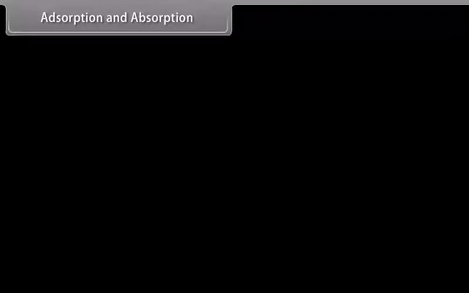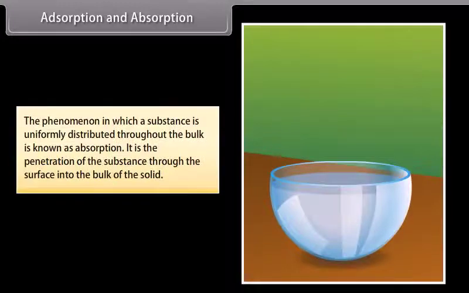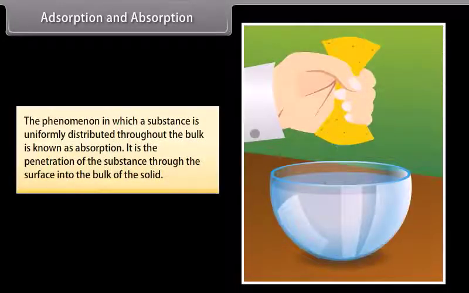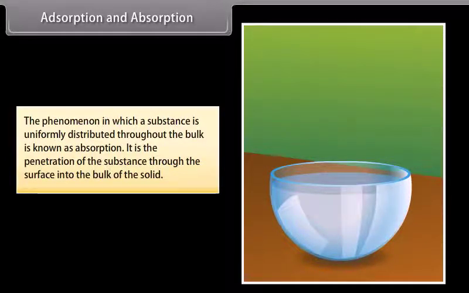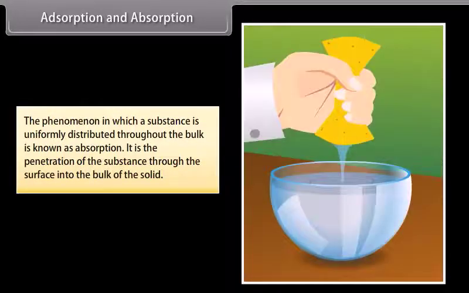Adsorption and absorption. The phenomenon in which a substance is uniformly distributed throughout the bulk is known as absorption. It is the penetration of the substance through the surface into the bulk of the solid. For example, when a sponge is dipped in a liquid, it absorbs some molecules of the liquid.